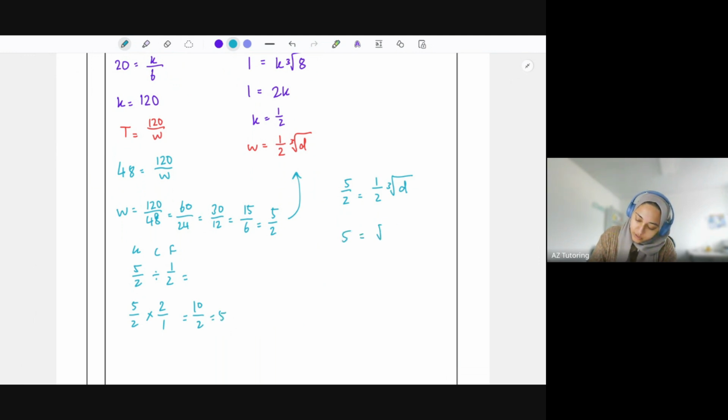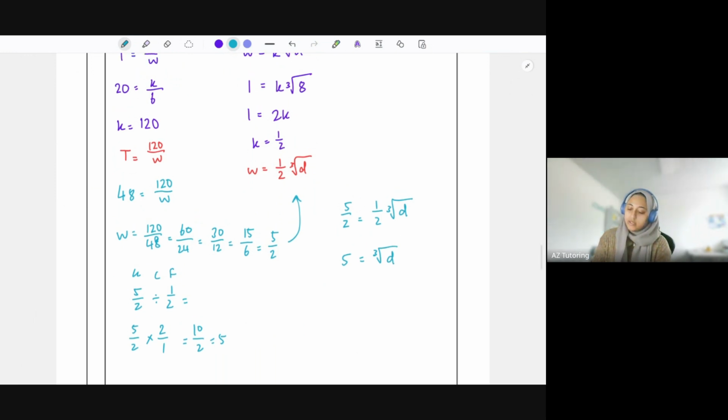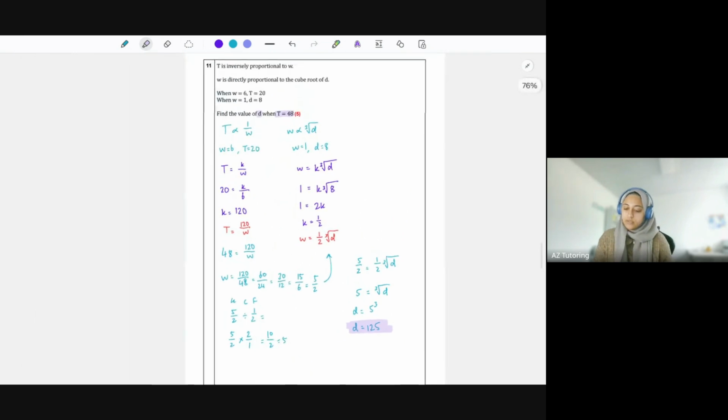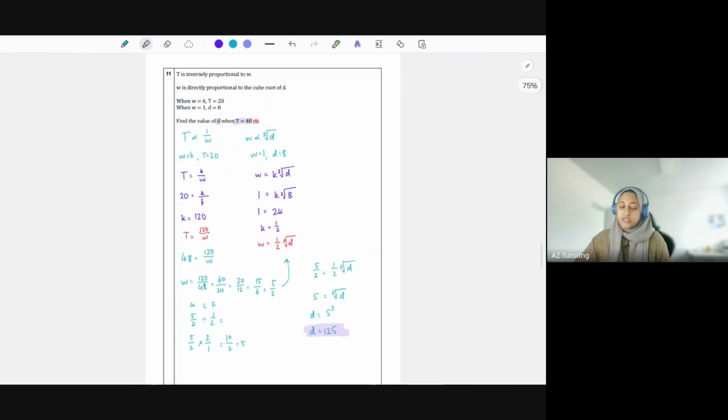So 5 equals the cube root of d. Now, to get d by itself, the opposite of cube root is cubing. So I'm doing d equals 5 cubed. And 5 cubed, 5 times 5 is 25. 25 times 5 is 125. And that's my answer. So that's how you get 5 marks in that question.